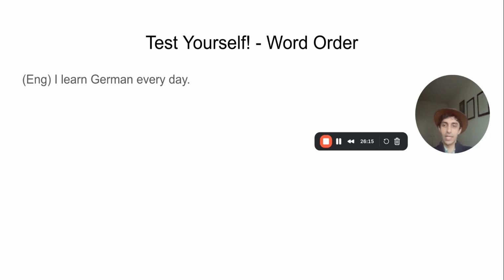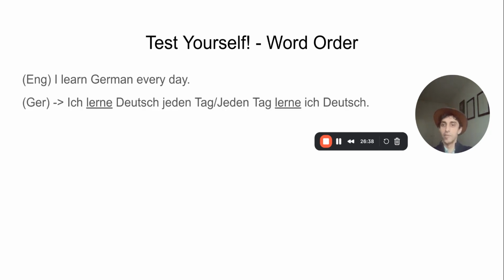The first sentence to translate is I learn German every day. So try and think through and remember all those rules that we looked at, the four of them. Think through which rules you may have to use here, and then have a go at translating the sentence. Okay, let me show you the answer. I think there are two alternatives actually for this. But in German, this would be either Ich lerne Deutsch jeden Tag or jeden Tag lerne ich Deutsch.